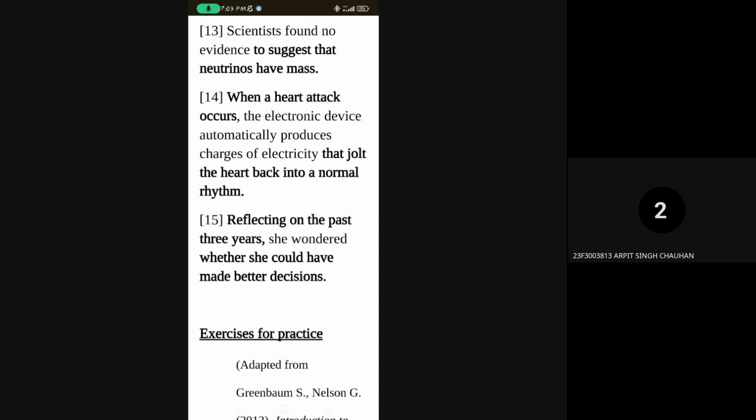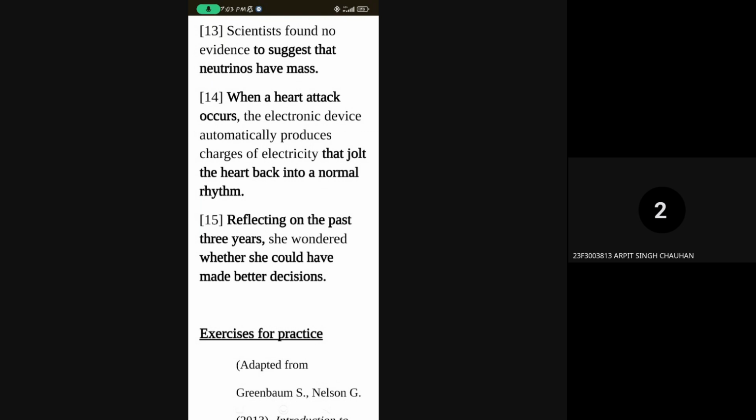Similarly, if it's a place, then ideally it should have the conjunction "where." But even in the absence of that, if it directs towards a particular location or space, then you can go ahead and mark it as adverbial clause. Okay, so "when a heart attack occurs" indicates time and is an adverbial clause.